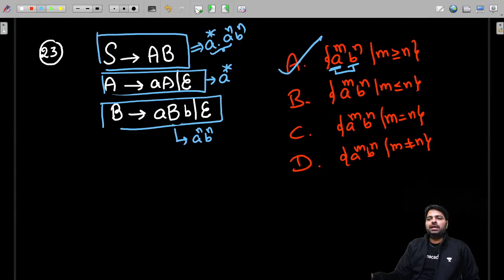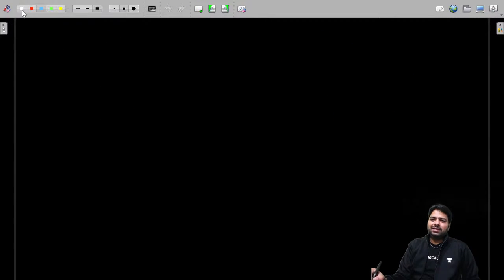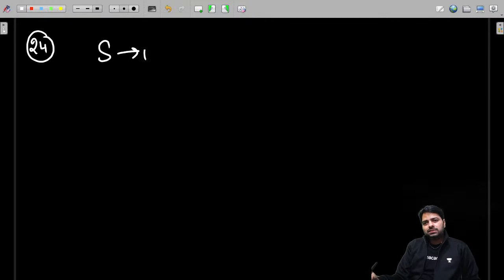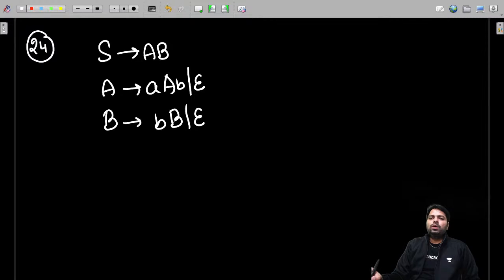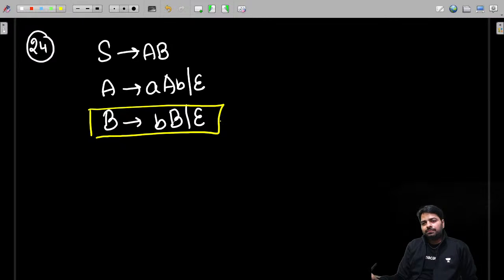Capital A, right? Similarly, let's practice. Similarly, 24. S derives AB and A derives AAB or epsilon, and B derives BB or epsilon. Now, what is your answer, guys? Directly, I want an answer. Who is more now? This is B star.